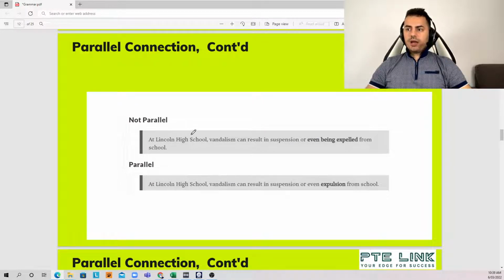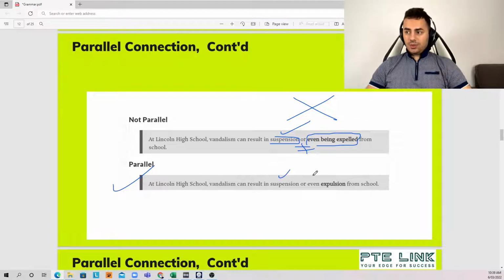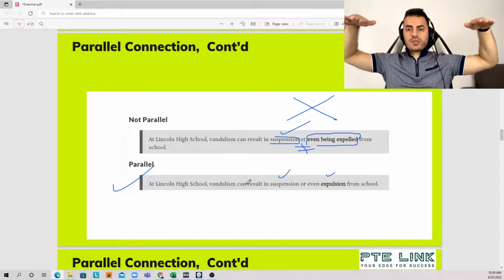Another example. "At Lincoln High School, vandalism can result in suspension or even being expelled from school." Wrong. Because here we've got a phrase, yeah? Here we've got a noun. They are not in parallel. You've got to make sure that the sentence has a parallel form. The right answer will be "suspension," noun, or even "expulsion," noun too. And this is how you're going to maintain the parallel structure.